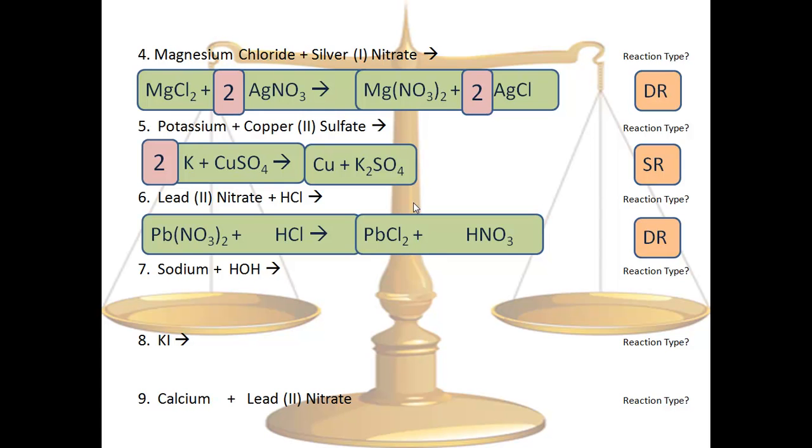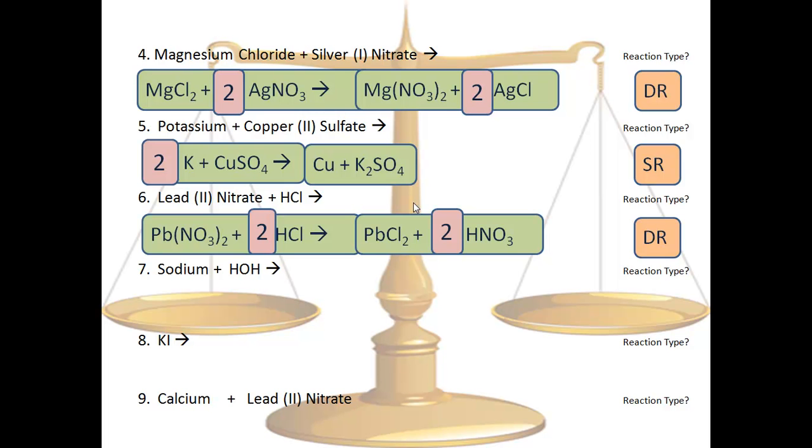So now let's try our balancing, not too tricky. Pb, I've got 1 on the left and 1 on the right. Nitrates, I've got 2 on the left, ooh, only 1 on the right. Let's double the 1 on the right. H's, 1 on the left, 2 on the right. Ooh, we're going to have to double your HCl to make up for that. And then Cl is left, 2 Cl's on the left, 2 Cl's on the right. You're all set. So to double check, 1 Pb, check, check. 2 nitrates, check, check. 2 H's, check, check. 2 Cl's, check, check.